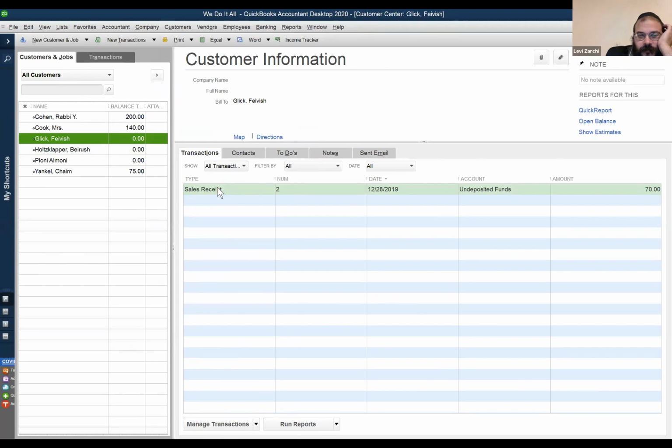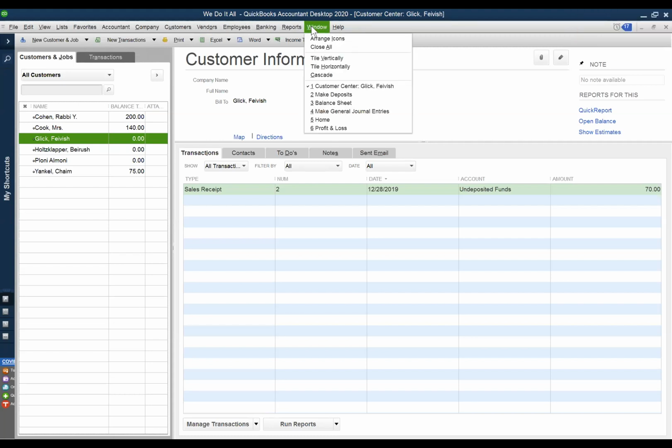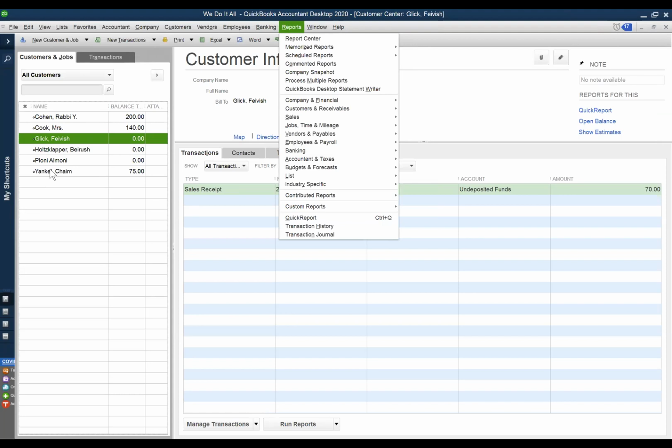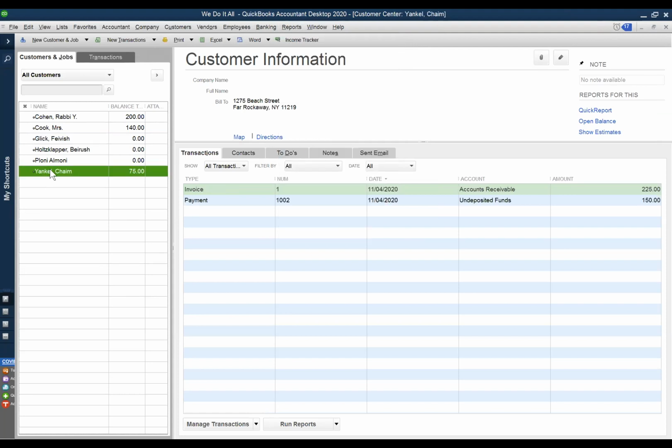Okay. But you said you have a Glick, right? I did. It's not appearing here though, not under customers. Why is that? Maybe you saved them as different names. Oh, so I have two Yankel Chaim. Maybe that's why. One is 140, the other one is 225. Okay, so double click on the 225. It is 225. It's invoiced.